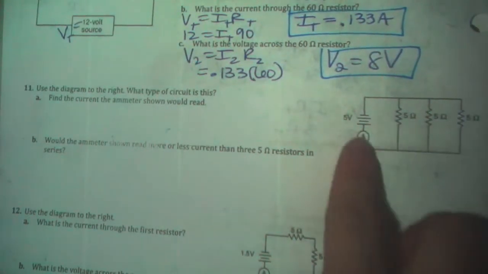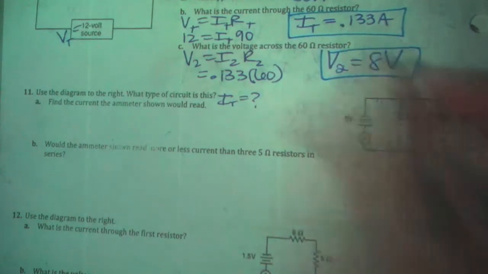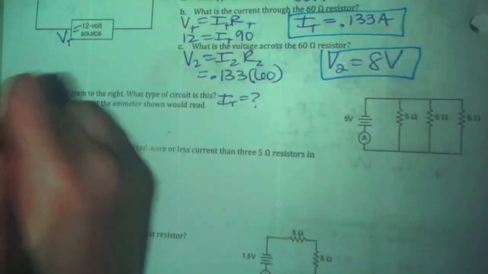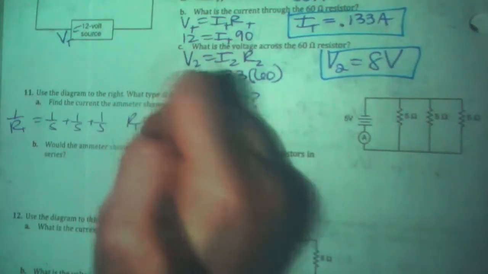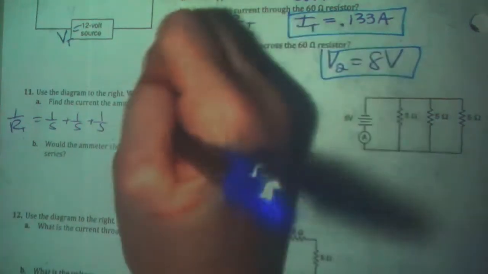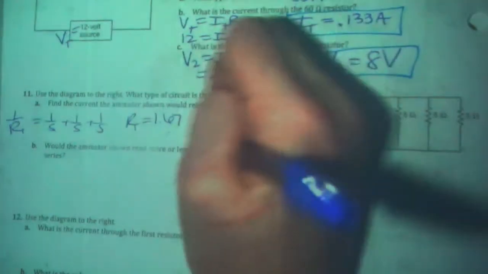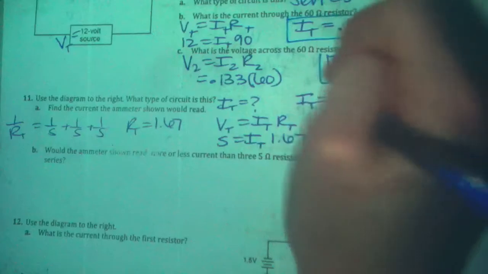Find the current that the ammeter shown would read. Well, that's the total current because that is back when all the branches are back together again. So I would find R total. 1 over R total is 1 over 5 plus 1 over 5 plus 1 over 5. Make sure and do 1 over that, and that's going to give me a total resistance of 1.67. And then I'm going to use V total equals I total R total. Total voltage is 5 volts. Looking for total current. Total resistance we just found is 1.67. Divide over, and that will give me a total current of 3 amps.